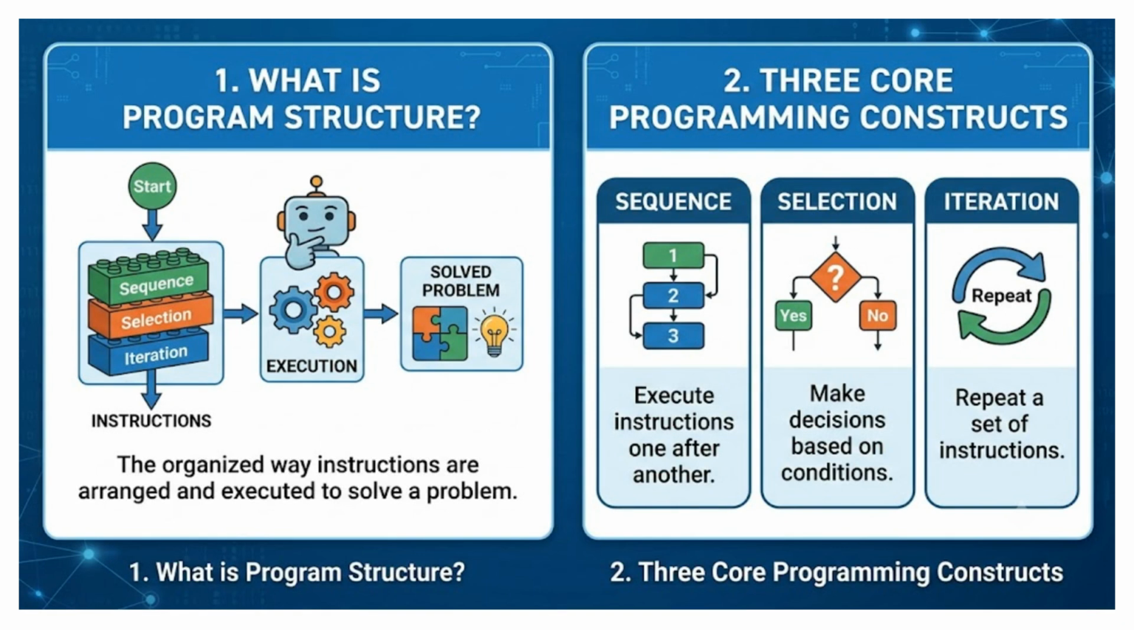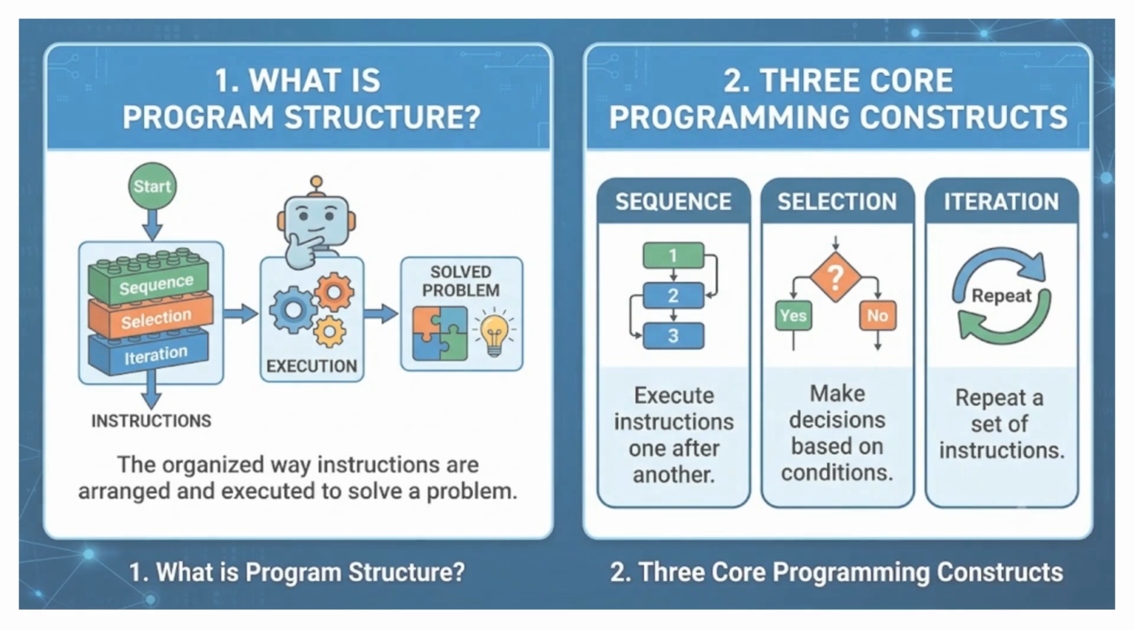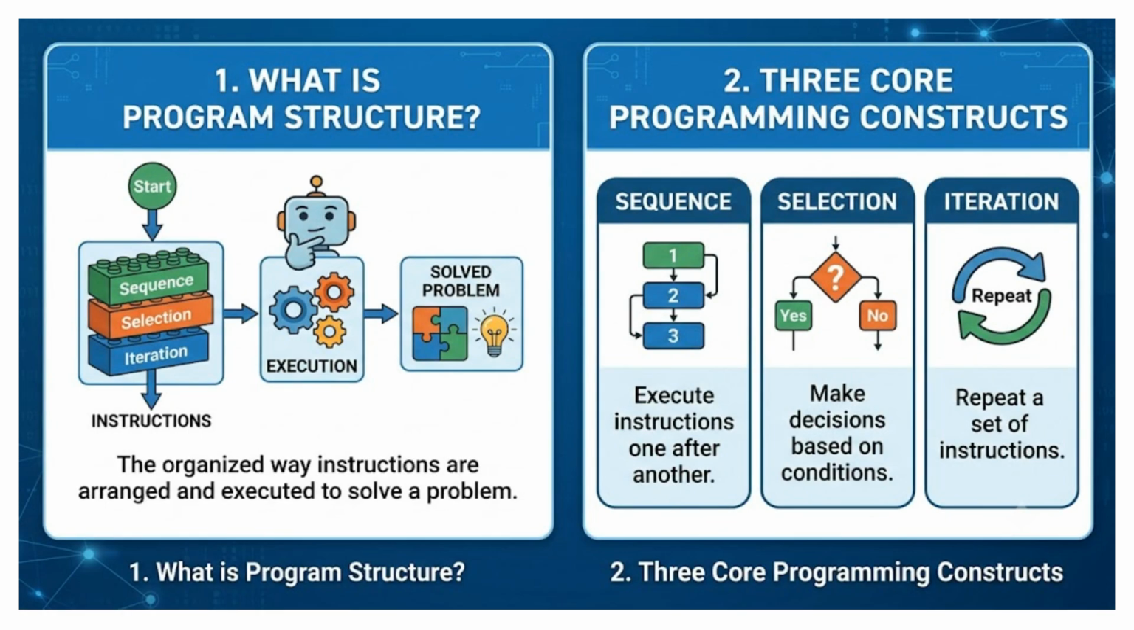Every program is built using three important programming constructs: sequence, selection, and iteration. These constructs guide the computer from the start through the execution of instructions and finally to a successful solution. Understanding program structure is the foundation of becoming a good programmer because it helps you write clear, logical, and efficient programs. Every computer program is built using three core programming constructs.